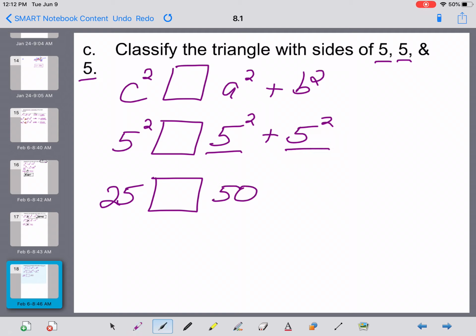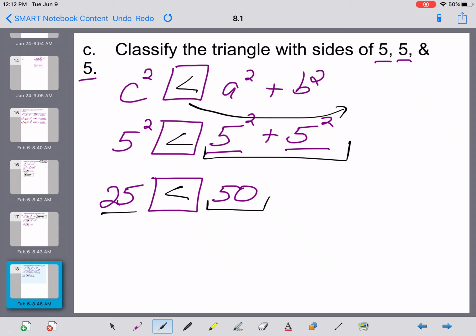What I hope you guys realize here is that no matter what the numbers are, unless we're talking about 0, which wouldn't work in a triangle anyway, this right side is always going to be greater than this left side. 25 is less than 50. Less than and less than. And when c squared is less than a squared plus b squared, that means that the triangle we're dealing with is acute, which some of you may have known 5 minutes ago.